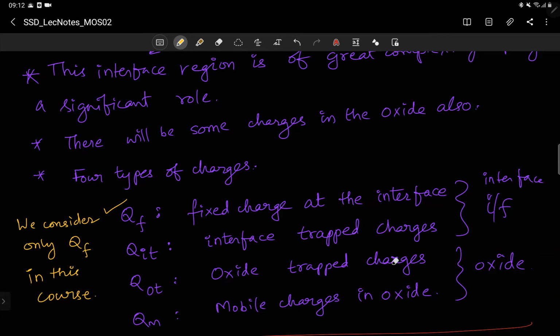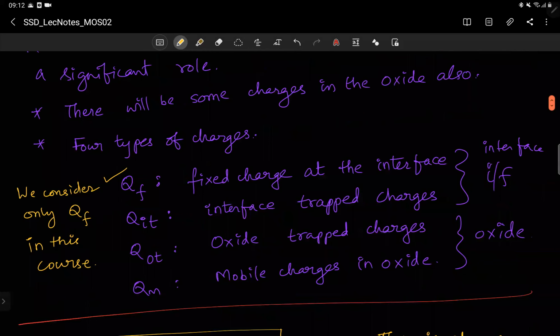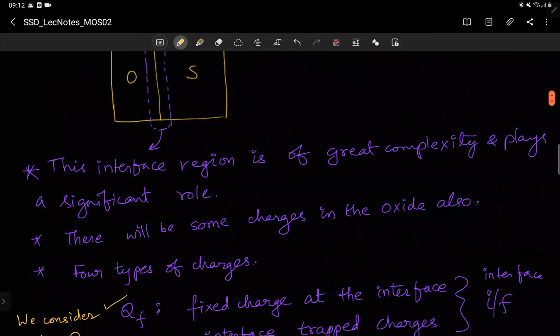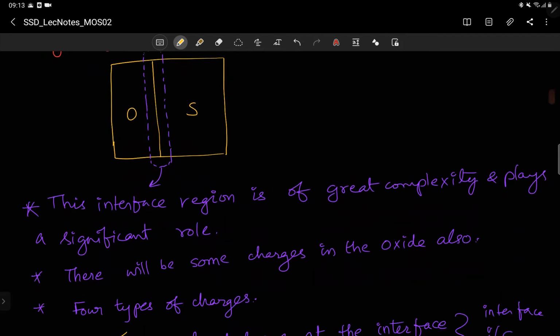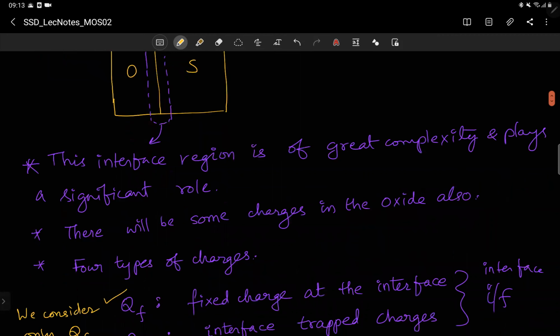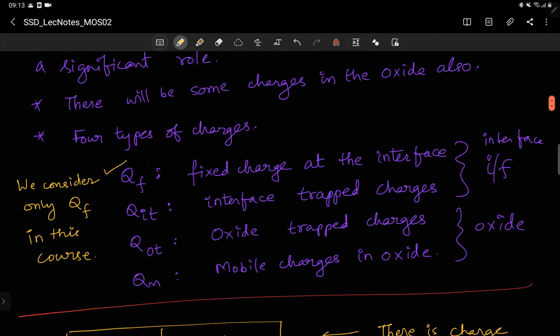QOT means oxide trapped charge, and QM means mobile charge. Some ions can be there. They might have got trapped during processing, silicon wafer processing. They can move depending on bias, so those are mobile charges. Similar to the interface, you can have trapped charges inside the oxide also, which depend on bias. For simplicity in this course, we will consider only QF, the fixed charge at the interface, which is bias independent.